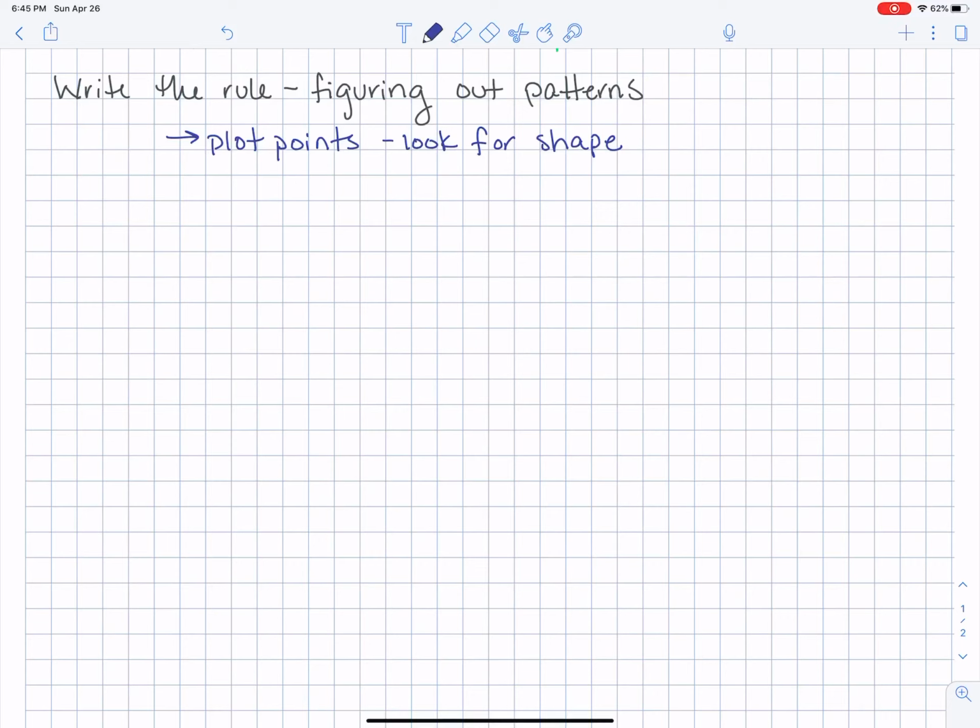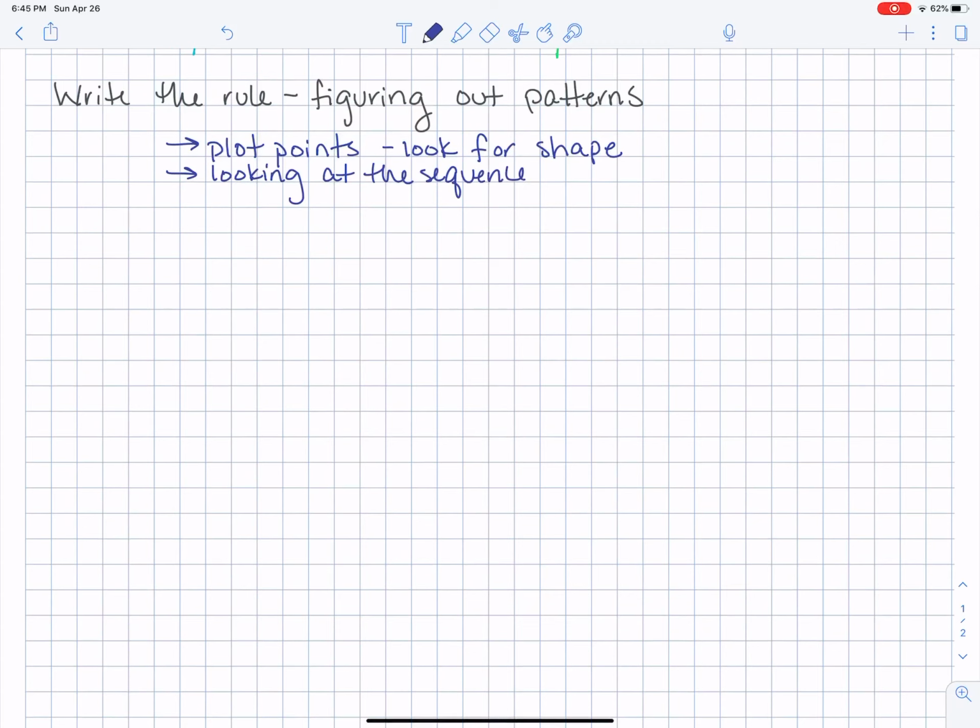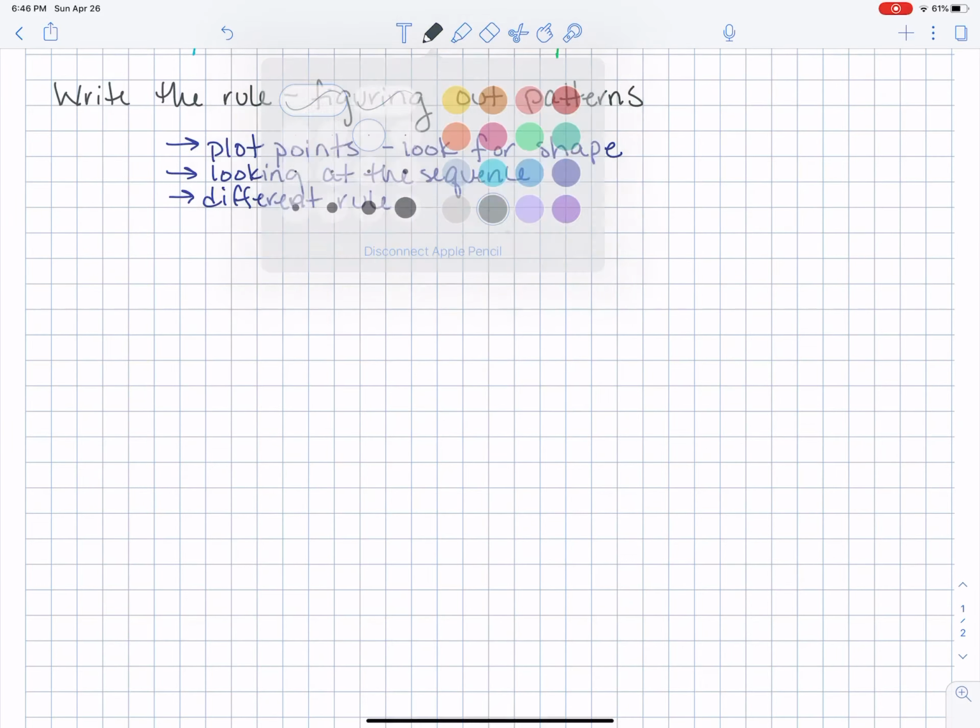You also have the option of just looking at the numbers. So looking at the series, at the sequence, and figuring out from there what's the difference between them. Maybe there's a multiplier, and sometimes there are just different rules that we know, such as a linear rule, a quadratic rule, things like that. Okay, so let's go ahead and look at some of these sequences.